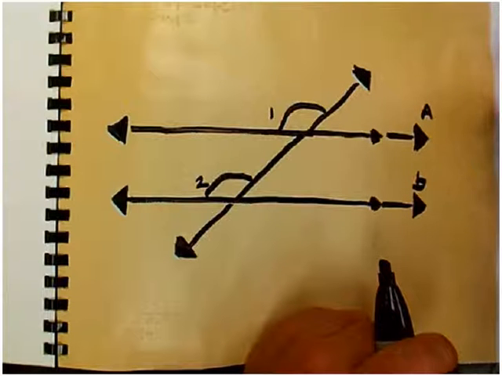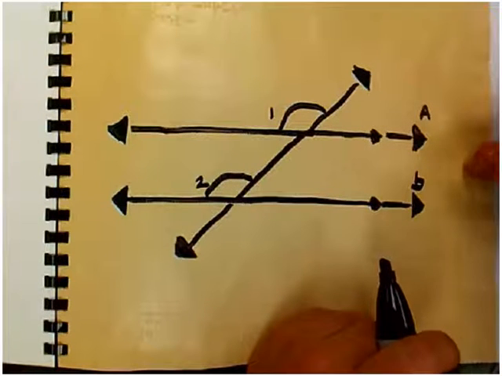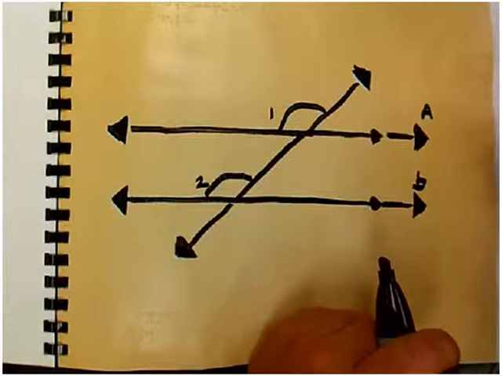Transversal. Corresponding. They're corresponding. Yeah, one's on the exterior, one's on the interior. They're different vertices on the same side of the transversal. Corresponding. How can we remember that?